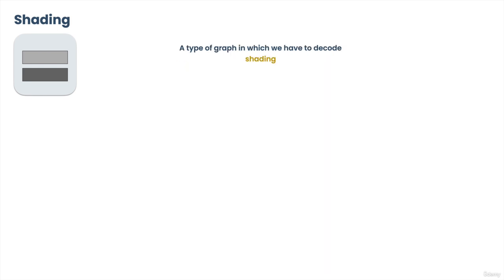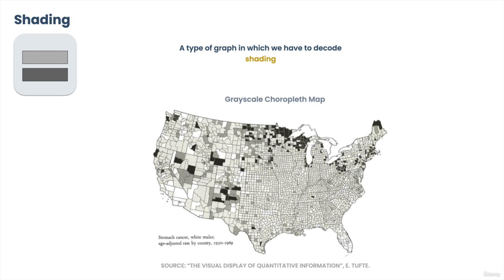A type of graph in which we have to decode shading is a choropleth map, for instance. In this type of map, each of the regions is shaded in a light or dark gray, and this encodes the value of our data. As we have seen, this is not the most reliable way to show this information if we want people to get the values right, because every region might be surrounded by different colors, and this, we have seen, affects our perception.